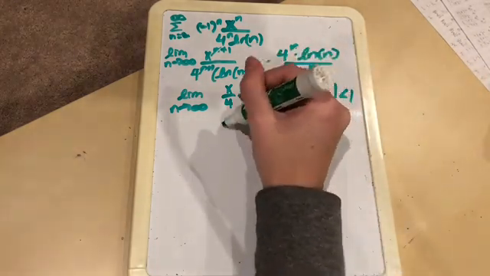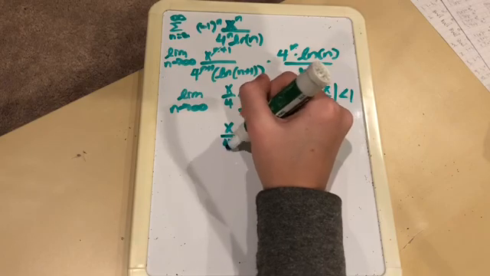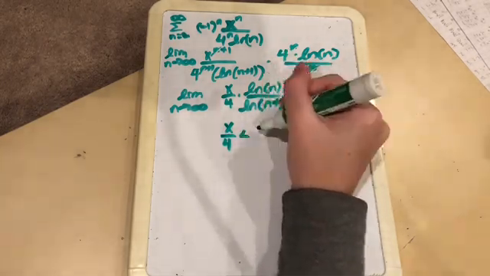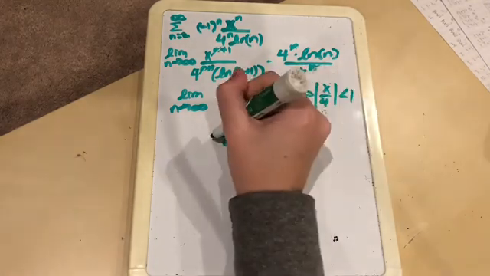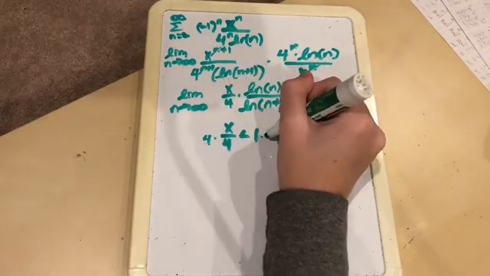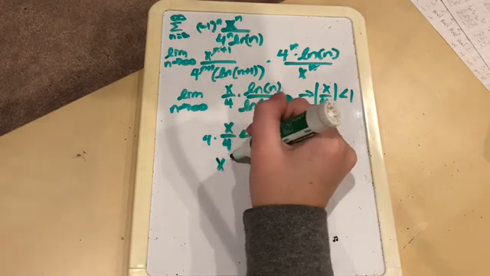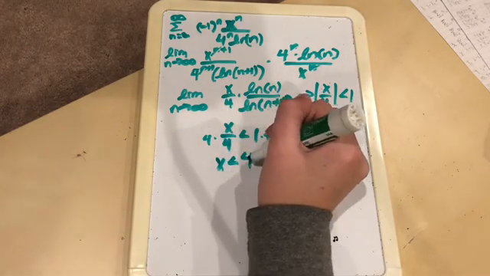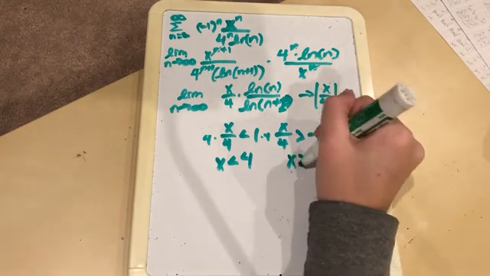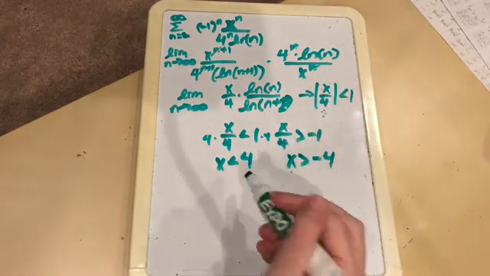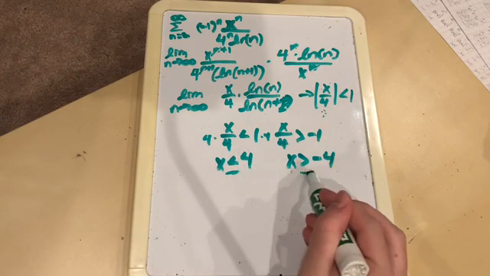And so from there, x over 4 is less than 1 and x over 4 is greater than -1. So you multiply the 4 and you get that x is less than 4. And then when you multiply the 4 over here, you get that x is greater than -4. So we're going to test the endpoints right here.